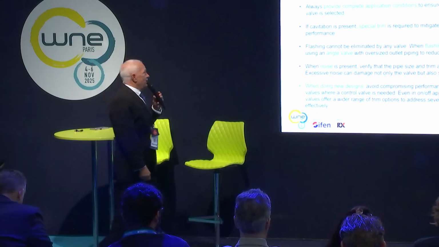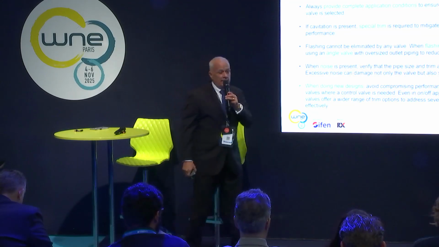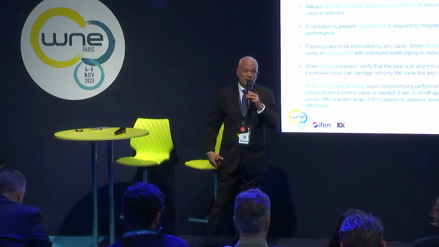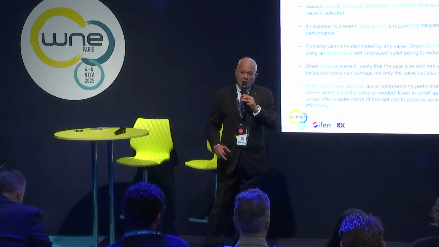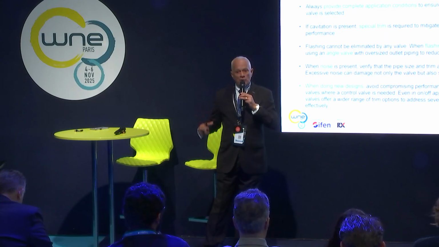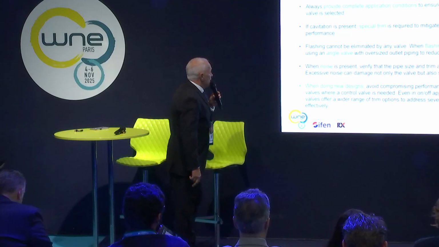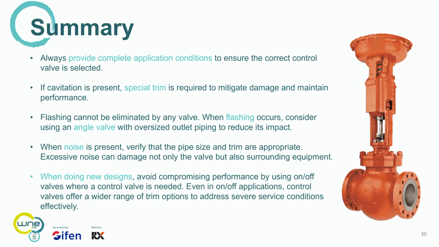Okay? If cavitation is present, always use cavitation control trim. All right? Flashing cannot be eliminated. If there's flashing in an application, you want to try to use an angle valve where possible. You want to use a larger outlet on the valve. When noise is present, verify the pipe size and trim are appropriate. Sometimes people cut corners and they say, oh man, I can do this in an 8-inch pipe instead of a 10-inch pipe. You're just going to end up with problems down the road when you do things like that.